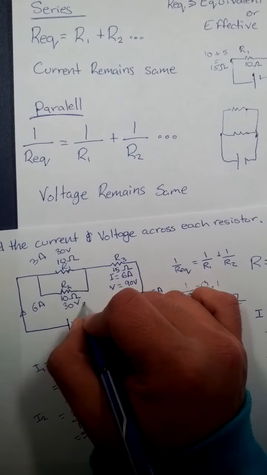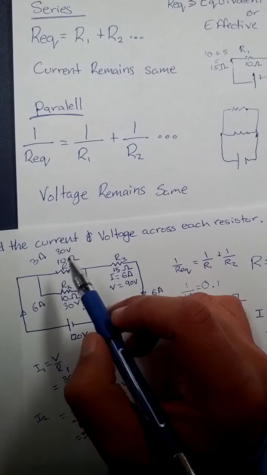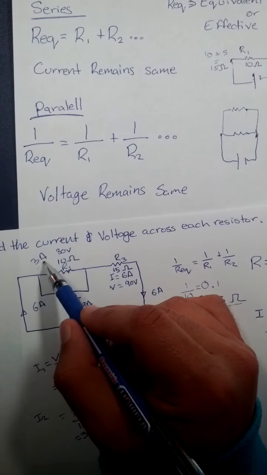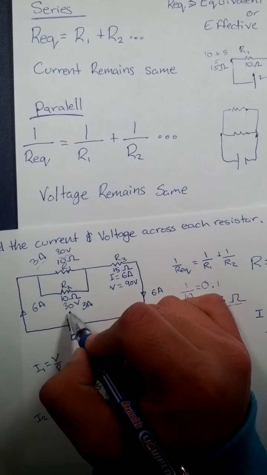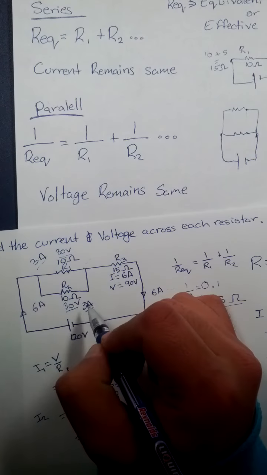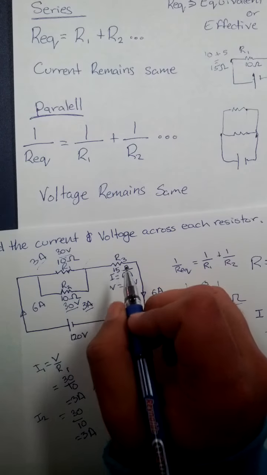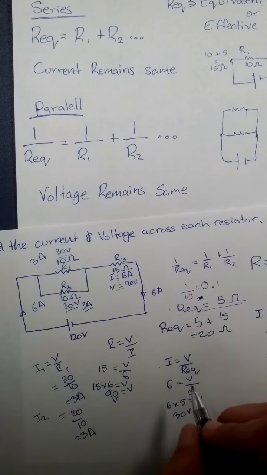Therefore, thus we solved the problem. The current and voltage across the first resistor is 3 amps and 30 volts. The second resistor, 30 volts and 3 amps, the same thing because the resistances were the same. And the third resistor, 6 amps and 90 volts.